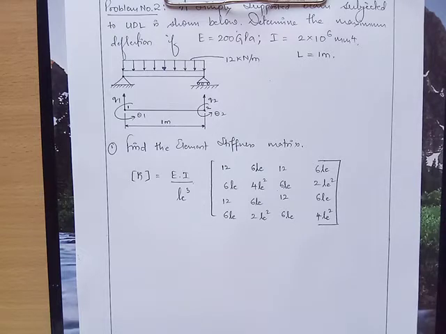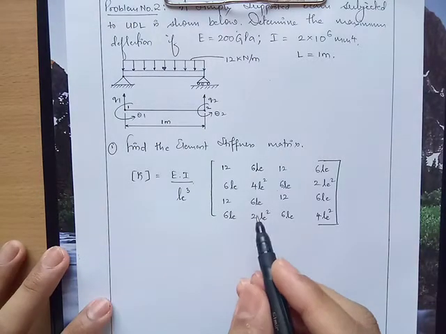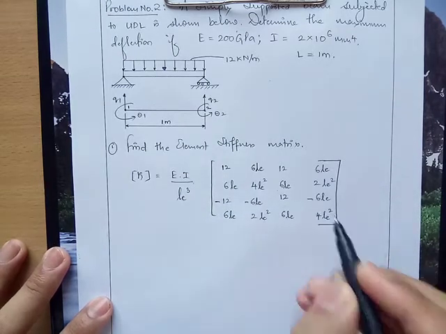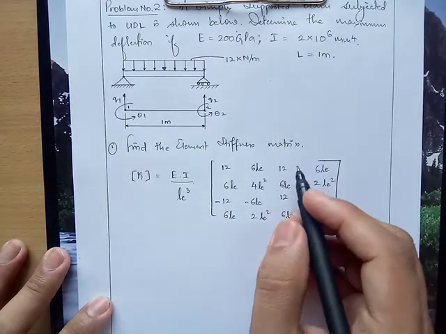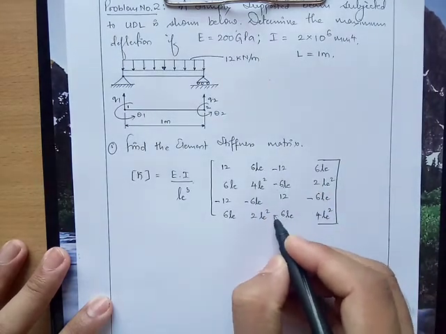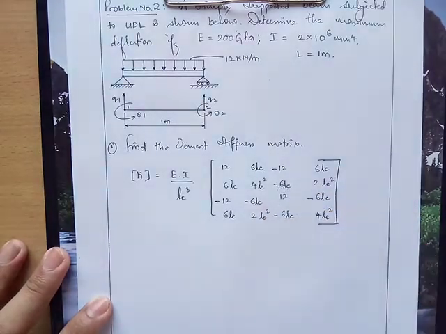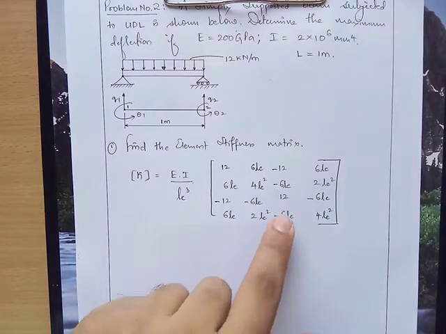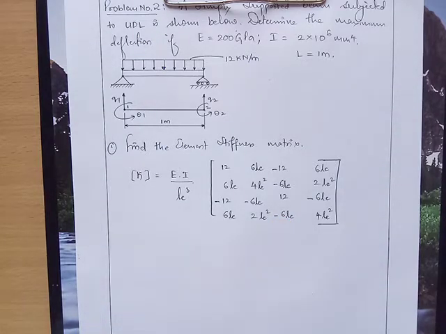I told you how to remember the signs. Third row, third column and third element are important for us. For the third row you have minus, minus and minus, and for the third column you have minus, minus and minus. So all the elements in the third row and third column should have a negative sign except the third element. Okay, that is the general form of the stiffness matrix.